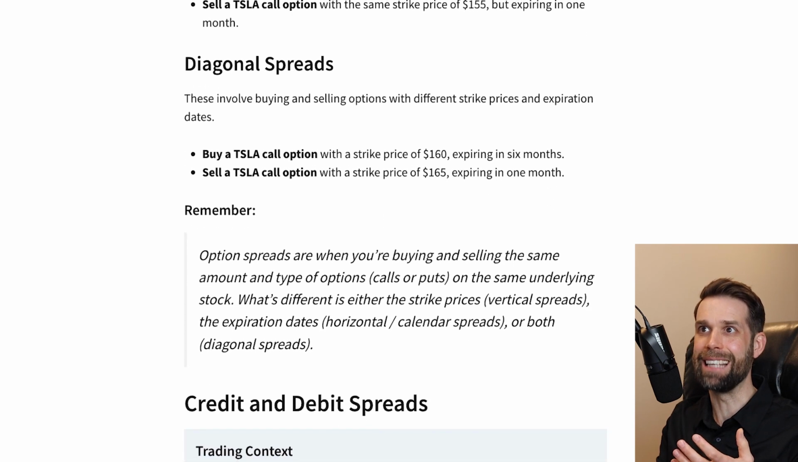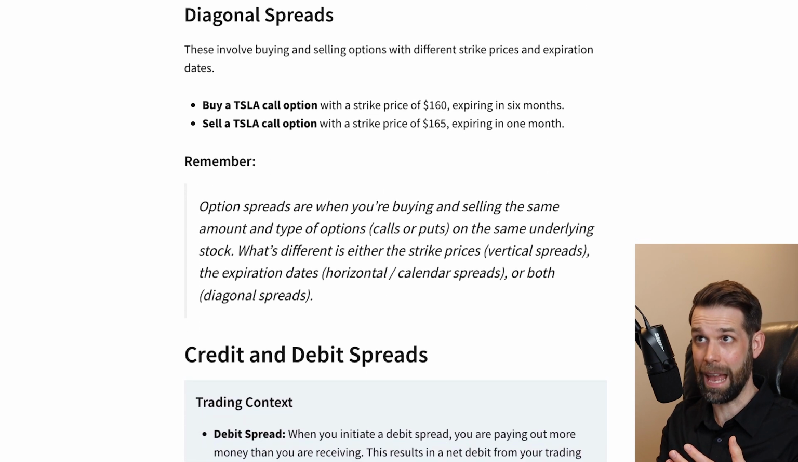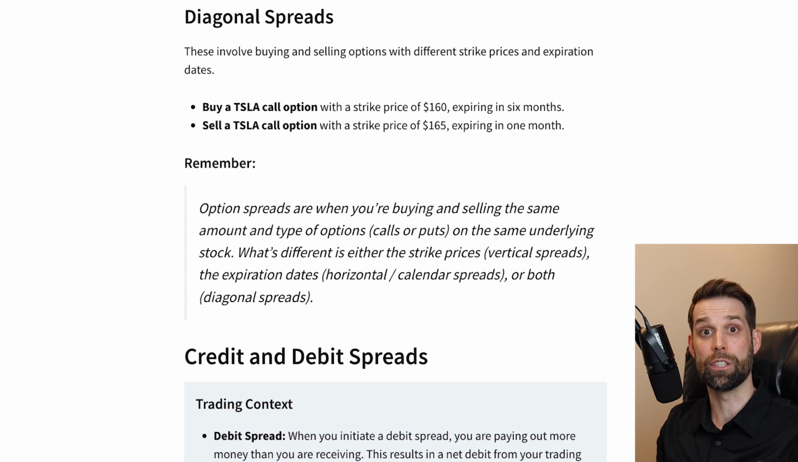And then lastly, we have a diagonal spread. Basically, you're just combining different strike prices and different expiration dates. So, for example, here you might buy a call option on Tesla with a strike price of 160 that expires in 6 months, and then you sell a call option at the same time with a strike price of 165 that expires in 1 month. So again, the strike prices are different and the expiration dates are different. So that is what these main spreads are.